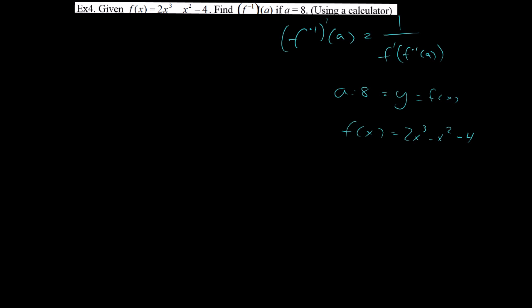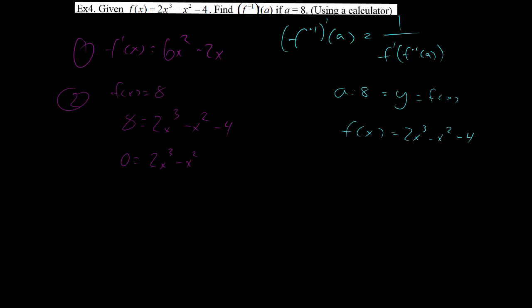Now let's talk about what we need to find. Step 1, let's find a derivative. Our derivative is 6x squared minus 2x, and we know that that is equal to what? Well, we don't know that yet. Just kidding. Step 2, we know that our f of x is equal to 8. So that means 8 is equal to 2x cubed minus x squared minus 4. So doing a little math, we have 0 is equal to 2x cubed minus x squared minus 12.